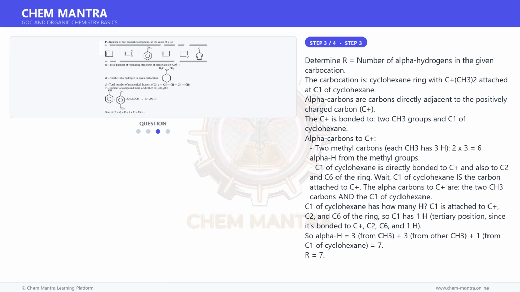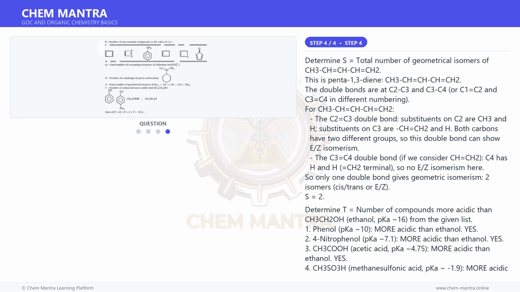Wait, C1 of cyclohexane is the carbon attached to C+. The alpha carbons to C+ are the 2 CH3 carbons and C1 of cyclohexane. C1 of cyclohexane has how many H? C1 is attached to C+, C2 and C6 of the ring, so C1 has 1 H, a tertiary position. So alpha H is equal to 3 from CH3, plus 3 from the other CH3, plus 1 from C1 of cyclohexane, equal to 7. R is equal to 7.